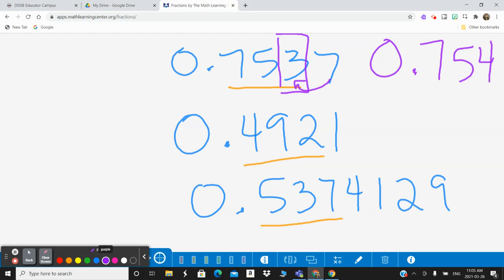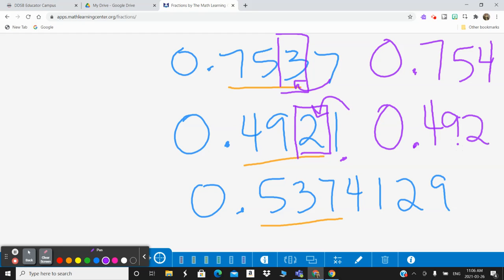4,921 ten thousandths. We're only going to the thousandths. So there's my thousandths. Who's that knocking on my back door? 5 or more, raise the score. 4 or less, leave that mess. Well, it's a 1, that's less than 4. So 4 or less, we're just going to leave that mess. So that would round to 492 thousandths.